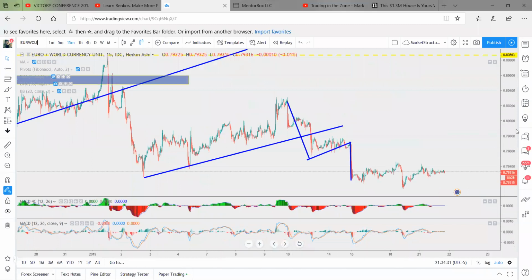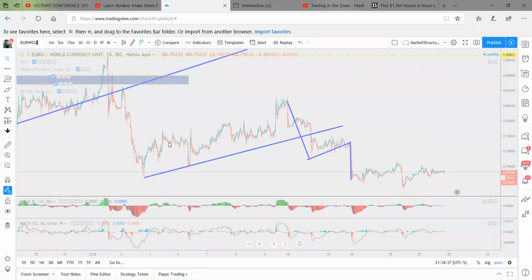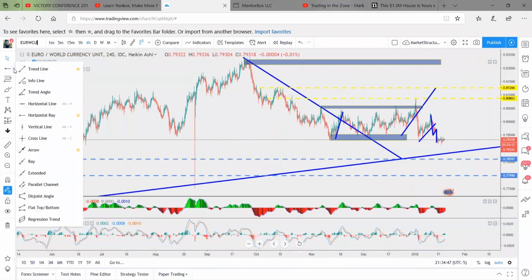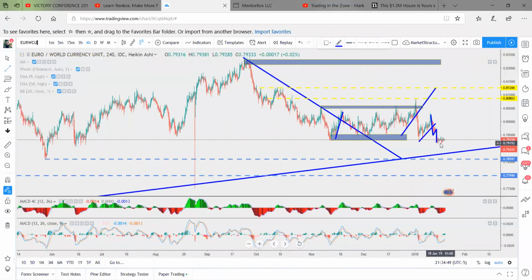I'm just expecting it to drop to that bottom zone, back down to that bottom. 4 hour. Down to here. So that's why I'm hoping that Euro NZD will drop with it. Like, you got a flag forming right here.